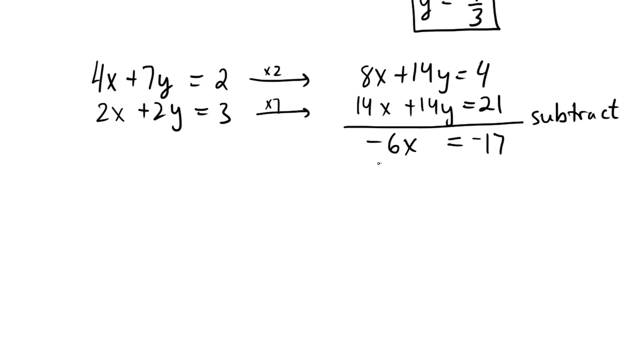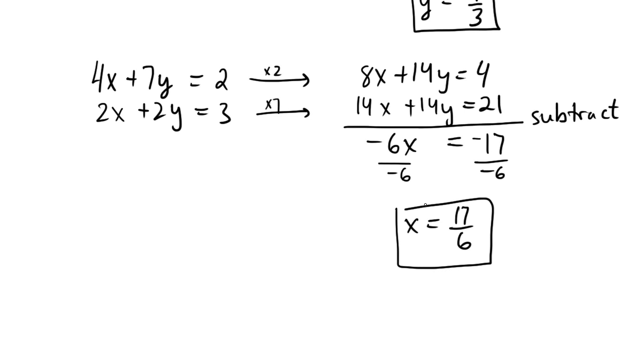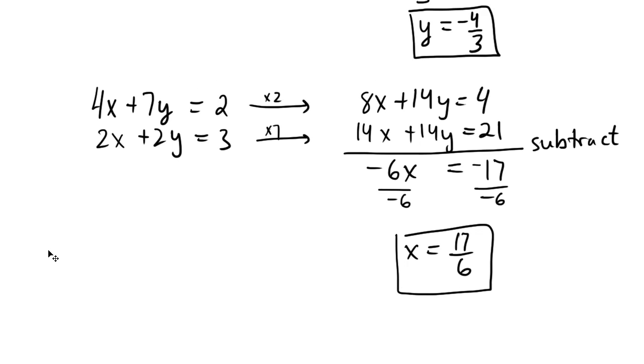And now what I'm going to do is isolate for x by dividing both sides by negative 6. Negative over negative there is positive, so it's 17 over 6. And there we go. So we found our two answers. Let's write them over here.